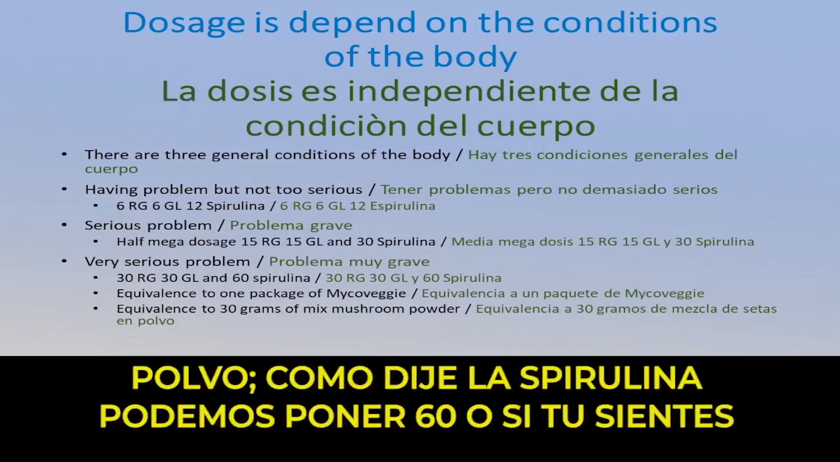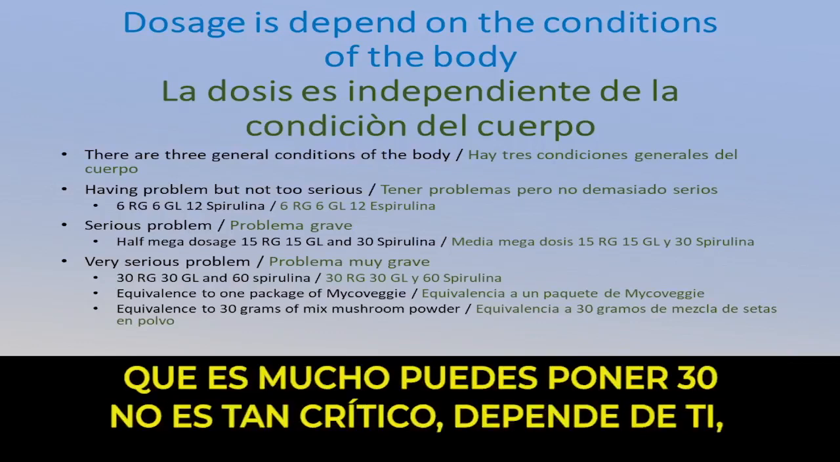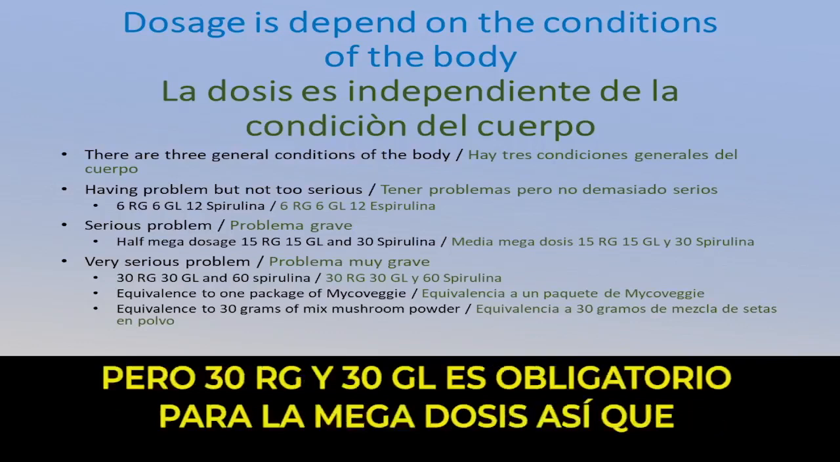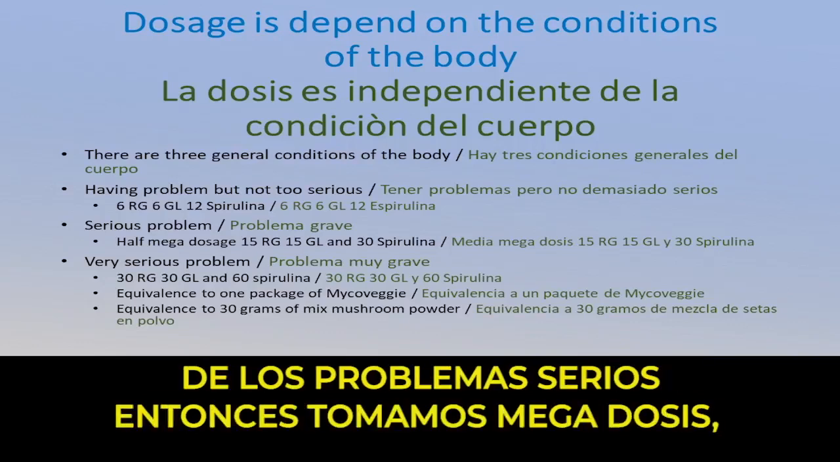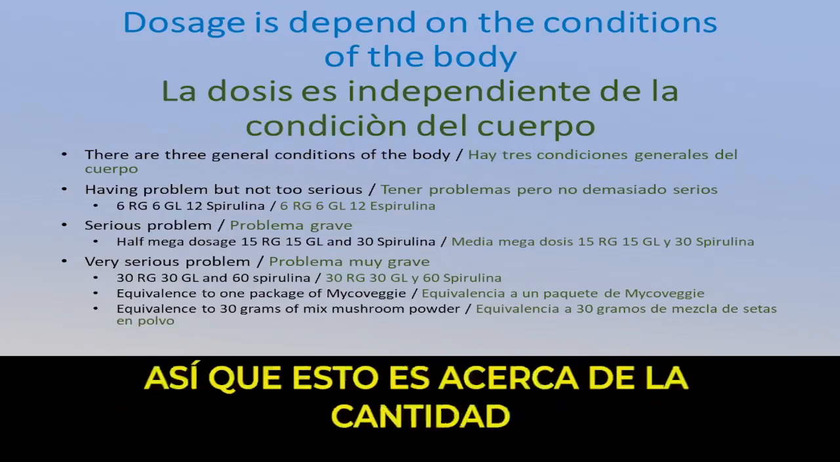And as I say, spirulina is assisting. We put here 60. If you feel that 60 is too much, you take 30. Also up to you, not so critical. But 30 Rg and 30 Gl is a must for this mega dosage. So when there are serious problems like diabetes, cancer, and many other serious problems, then we have to go for this mega dosage. So this is all about the dosage.